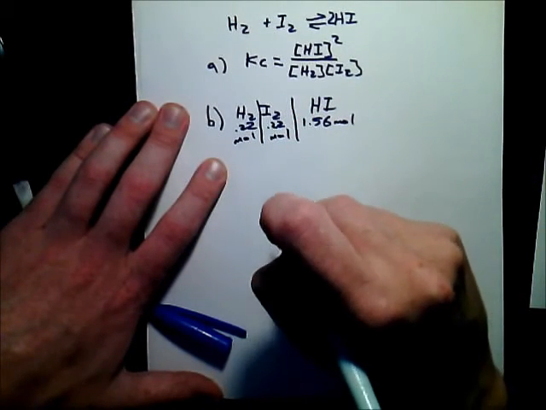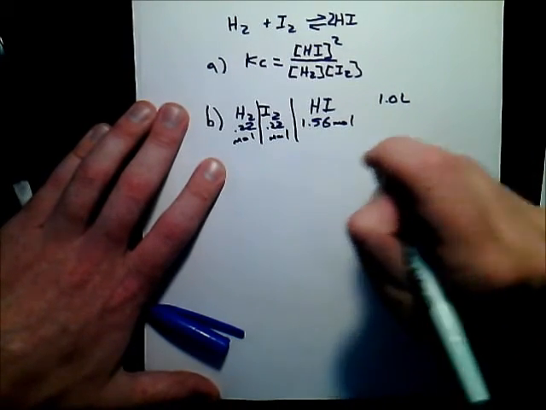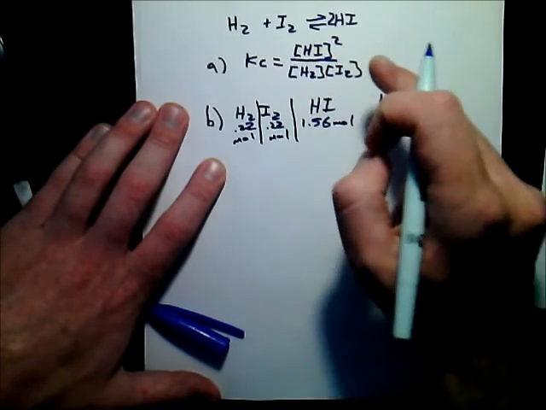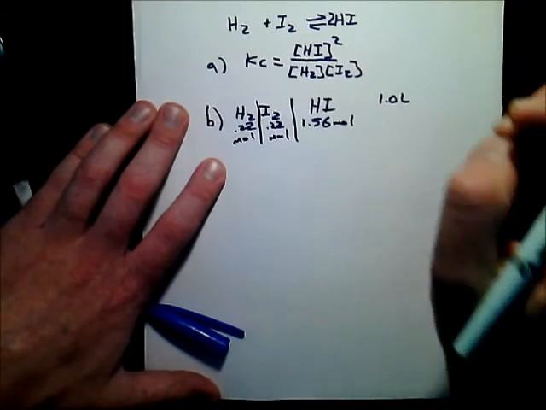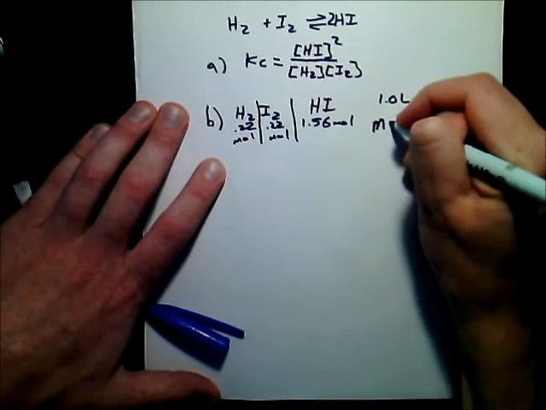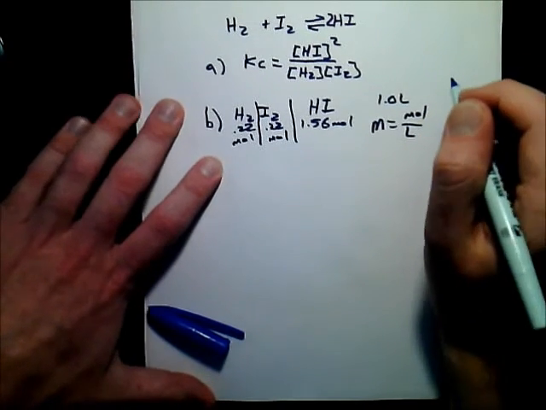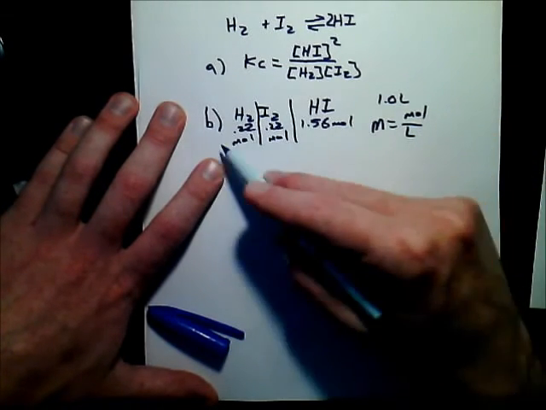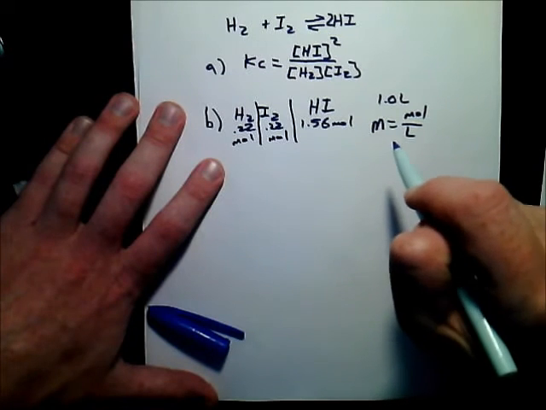It also tells us in this problem that this is a 1.0 liter container. Now this is actually important because these brackets mean molarity. They mean molar concentration. So before I put anything into this equilibrium expression, it has to be a molar concentration. Hopefully you remember the molarity equation. It's this. And so what we're going to do is turn all these values into moles before I put them into this equation.